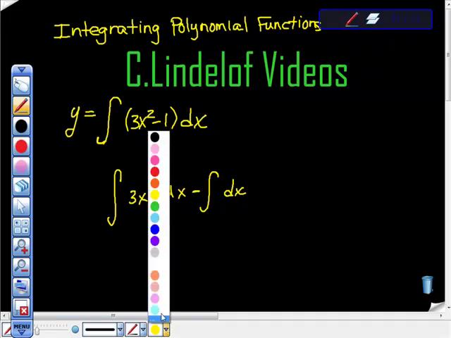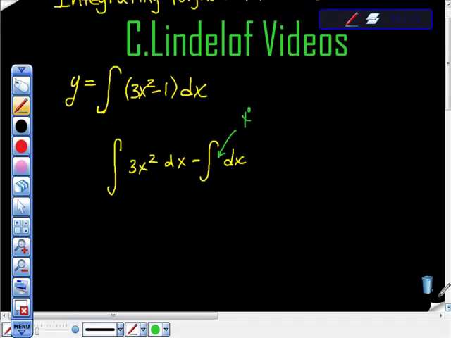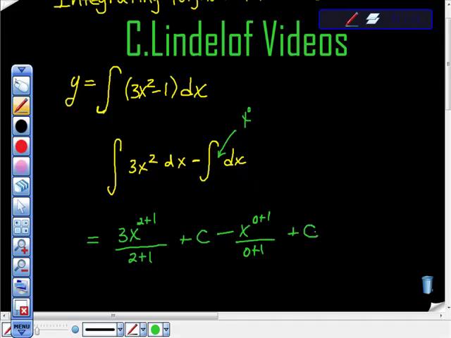What I do to help myself is remind myself that there's a 1 here. Or if you want, there's an x to the 0 power. So I'm going to take the indefinite integral of both pieces. So the indefinite integral here is equal to 3x to the 2 plus 1 over 2 plus 1, plus c, minus x to the 0, because it's x to the 0 here, plus 1 over 0 plus 1, plus c.